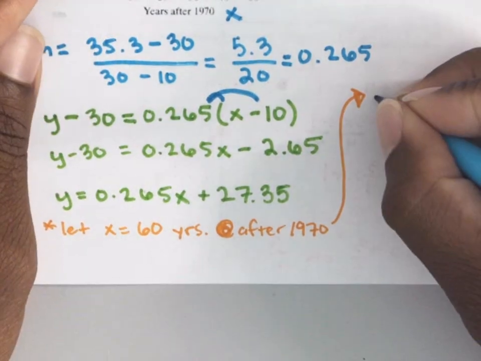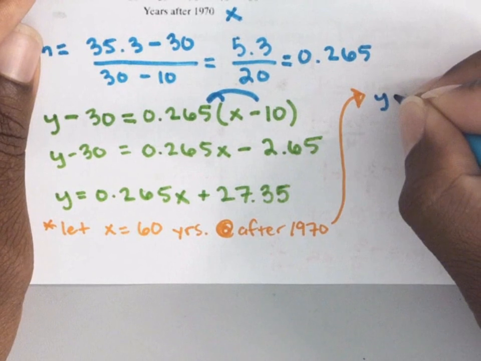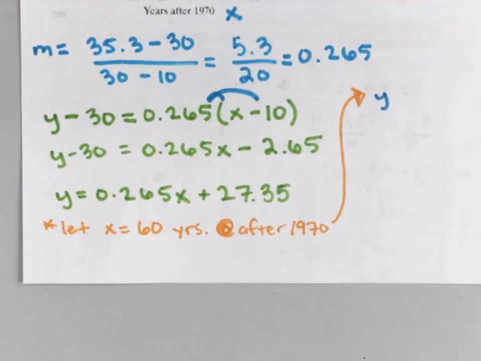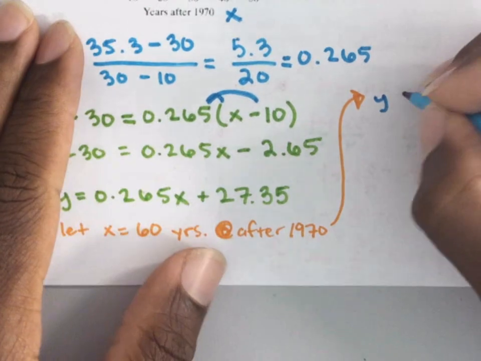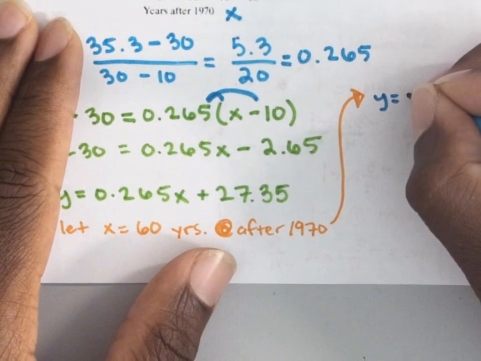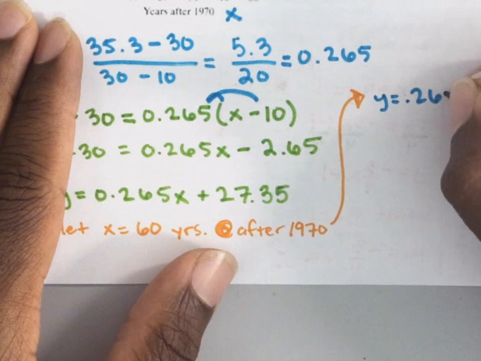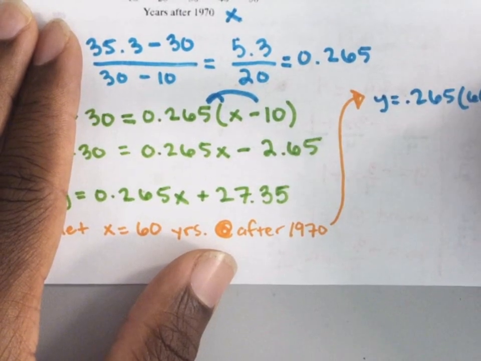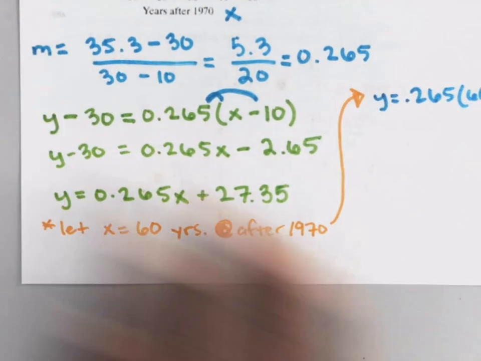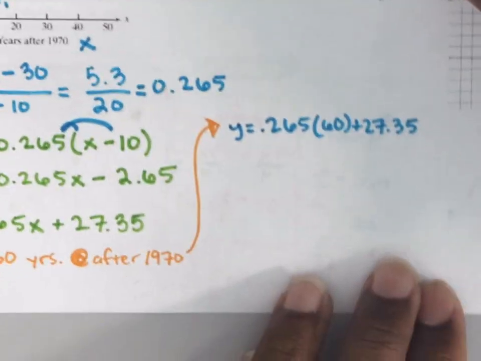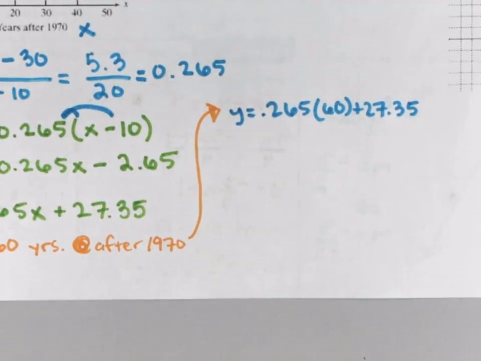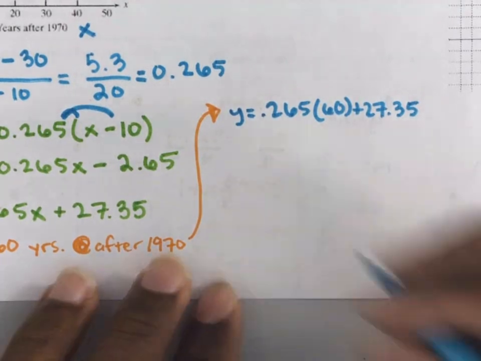So we can use our calculator for that. Let me write the setup. I will do 0.265 times 60 plus 27.35. Anybody put this in yet? I got 43.25. That is it.